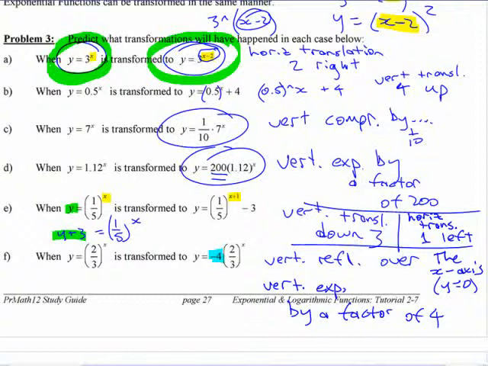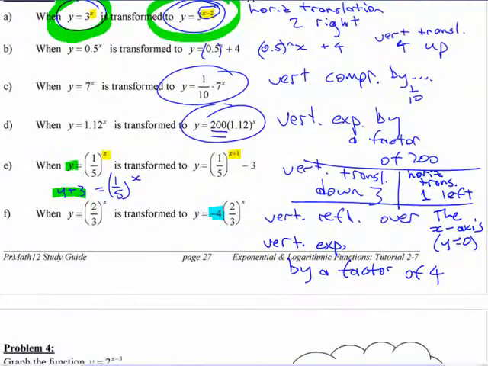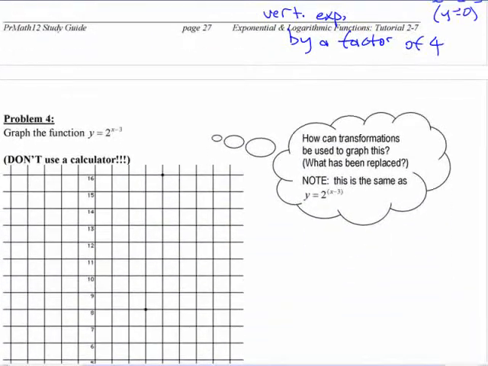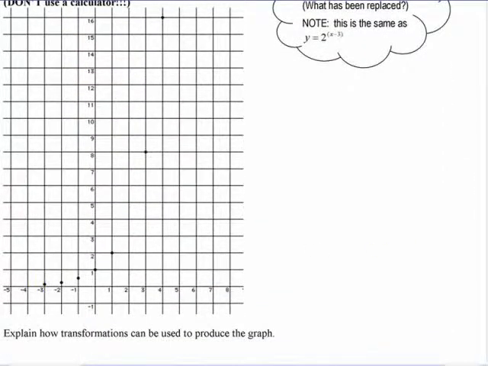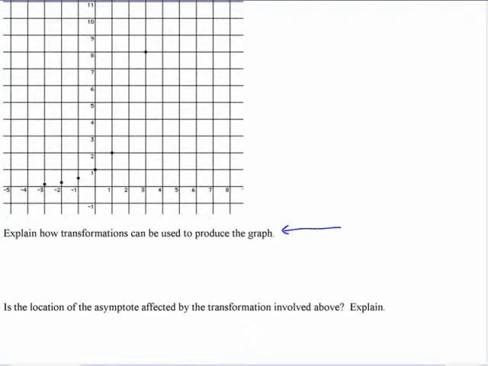Again, later in the year we're going to look at a general transformations unit, but right now we're looking specifically at exponential functions. The rest of this stuff here, actually drawing some graphs, I would like you to try and do. Think about what's been changed and how that affects the graph. These dots are intended to give you what 2 to the x looks like. You can think about what happens to each of those points with that transformation and how to draw it. Explain how transformations can be used to draw the graph.